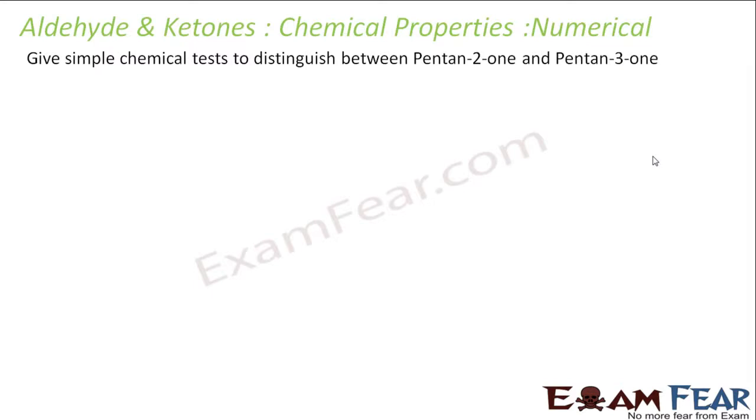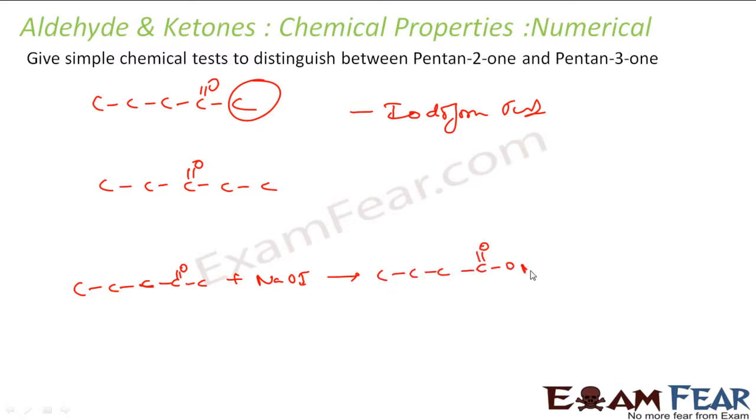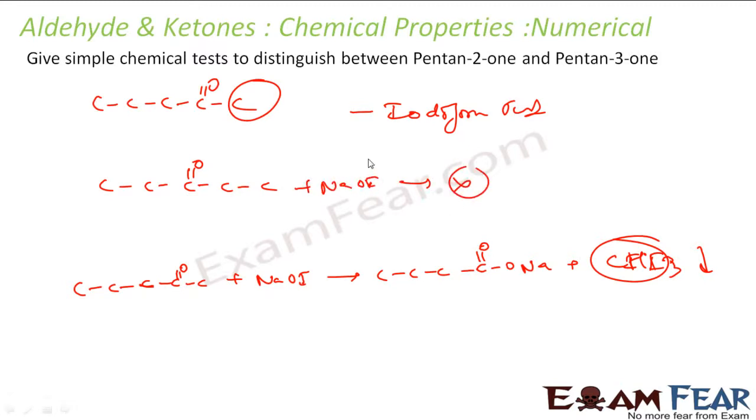Let's see how we can distinguish pentan-2-one and pentan-3-one. Meth, eth, prop, but, pent. So this is pentan-2-one and this is pentan-3-one. Both are ketones, but this is a methyl ketone and this is a non-methyl ketone. So we can use the iodoform test. If you want, I can give the reaction. It reacts with NaOI and will give you sodium salt plus CHI3, and this is yellow in color. So with this you can make out the difference. This one will not give the yellow precipitate.